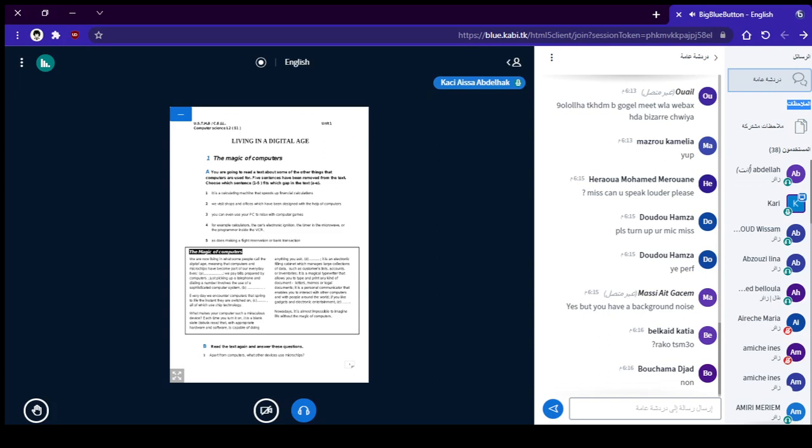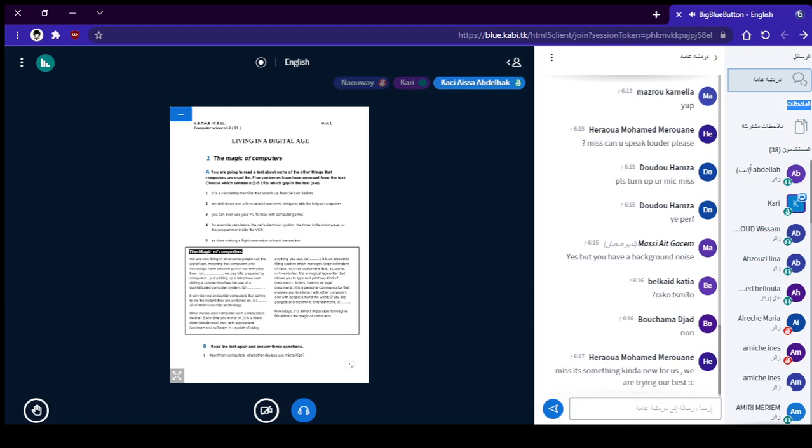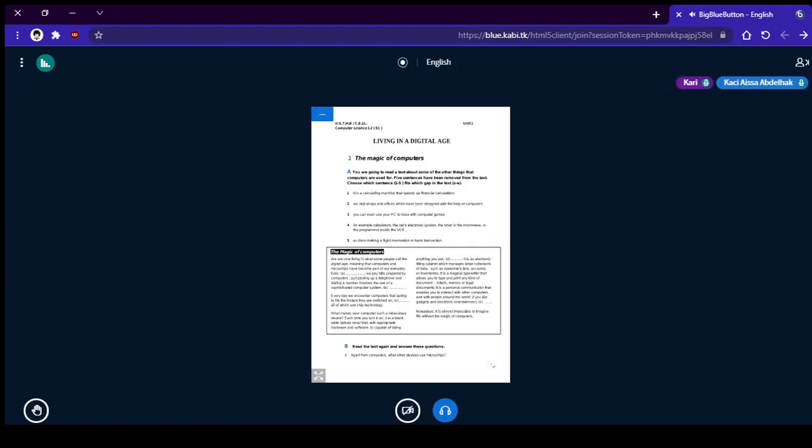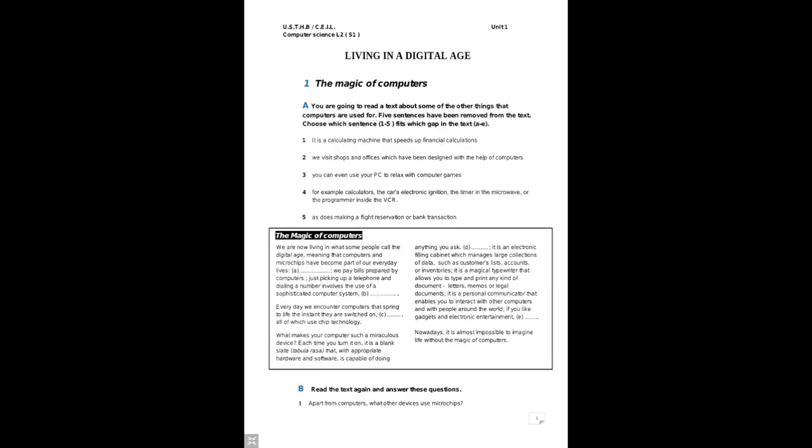Yes, please, of course. Next time, inshallah. It's a calculating machine. It's a calculating machine that speeds up financial calculations. Okay, the second one.